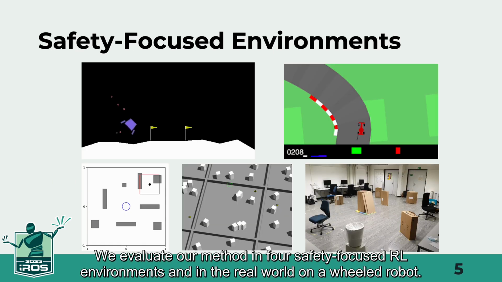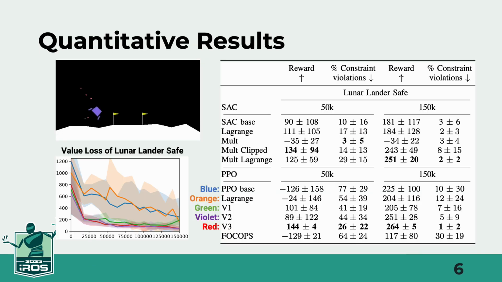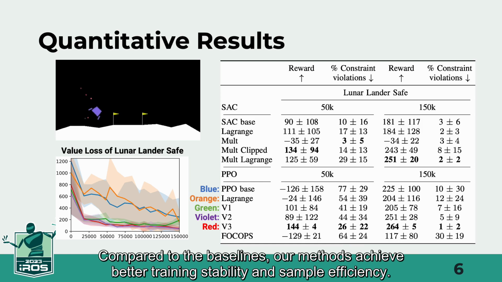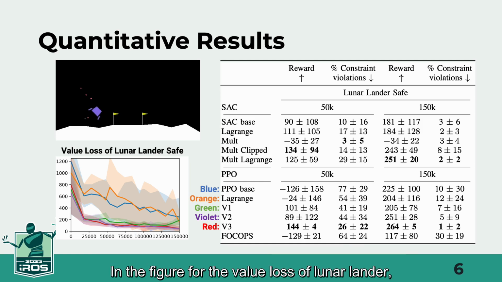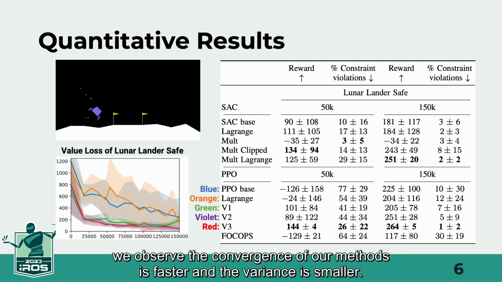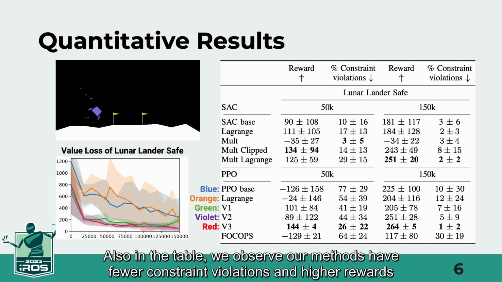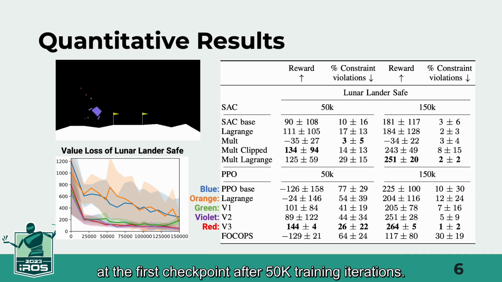We evaluate our method in 4 safety-focused RL environments and in the real world on a wheeled robot. Compared to the baselines, our methods achieve better training stability and sample efficiency. In the figure for the value loss of Lunar Lander, we observe the convergence of our methods is faster and the variance is smaller. Also in the table, we observe our methods have fewer constraint violations and higher rewards at the first checkpoint after 50K training iterations.